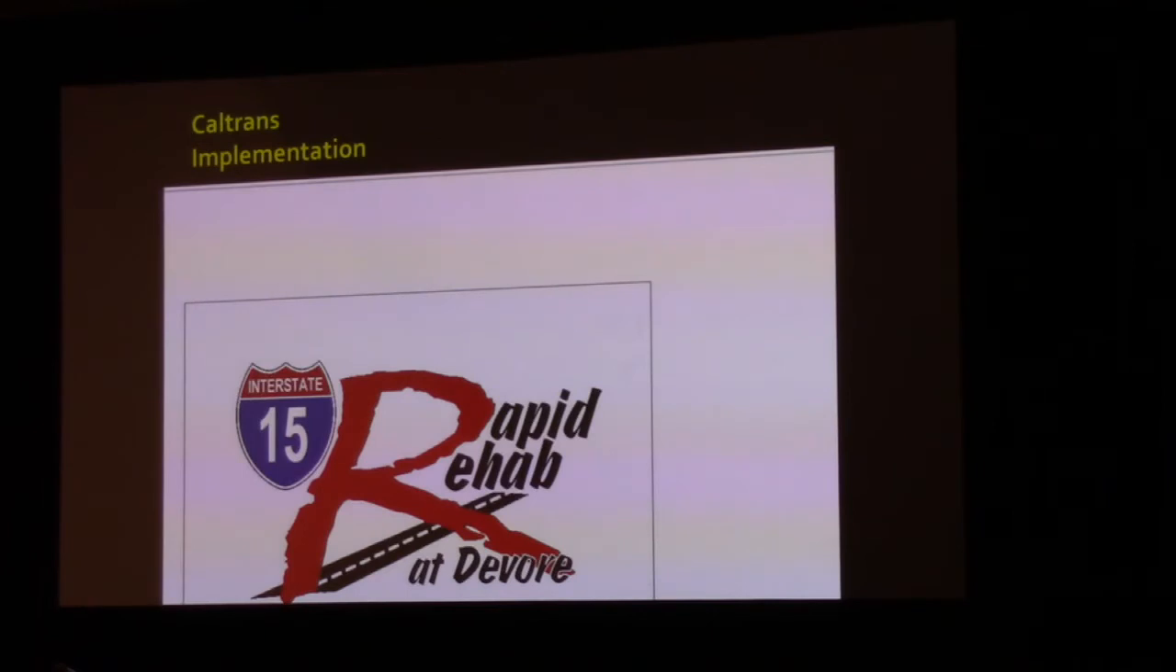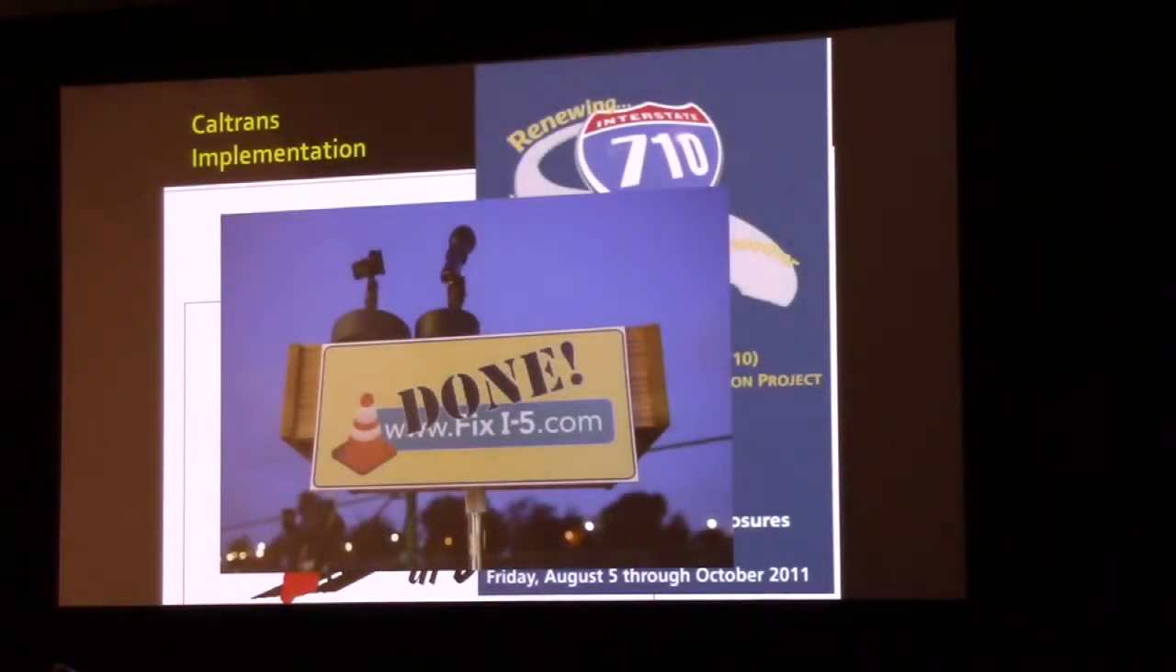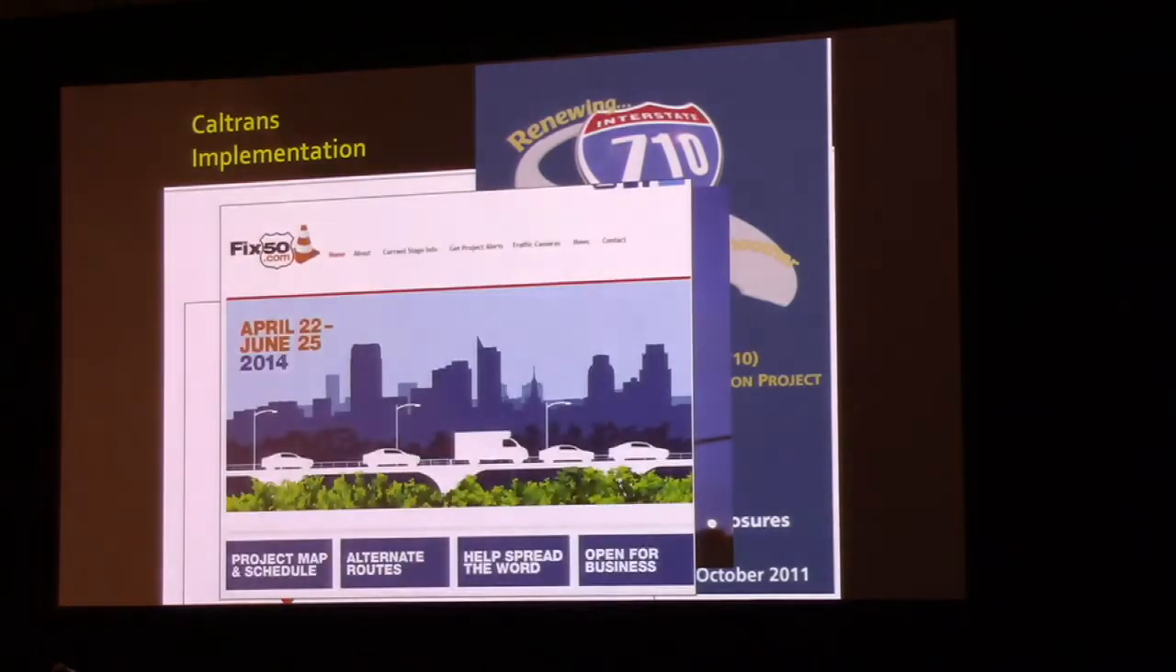So we've seen Caltrans implement this on multiple projects throughout the state. You can tell that there's a media component to it because all of these have their fancy logos just for the project itself. And in fact, a lot of them have their own web page with all of the particulars from a communication standpoint in regards to what's there, how people can figure out what the alternate routes are, scheduling.